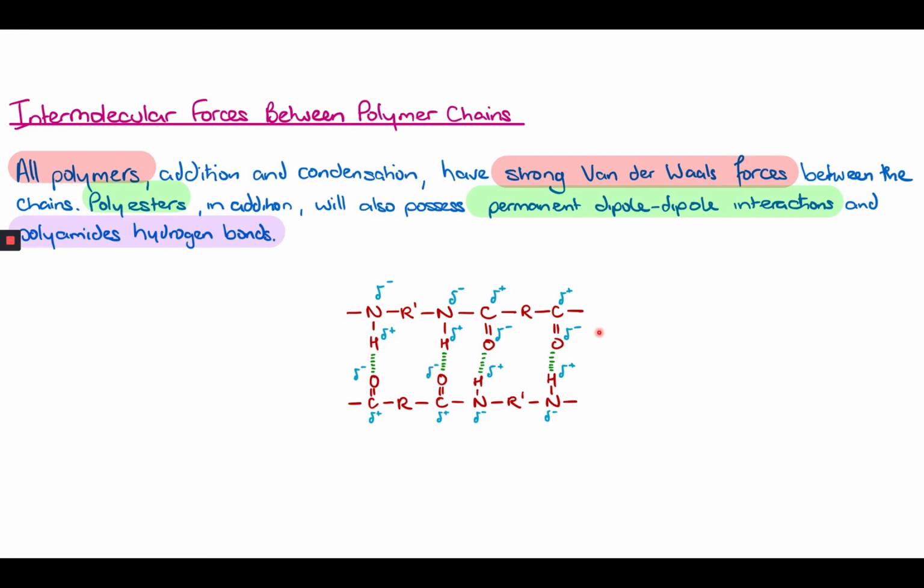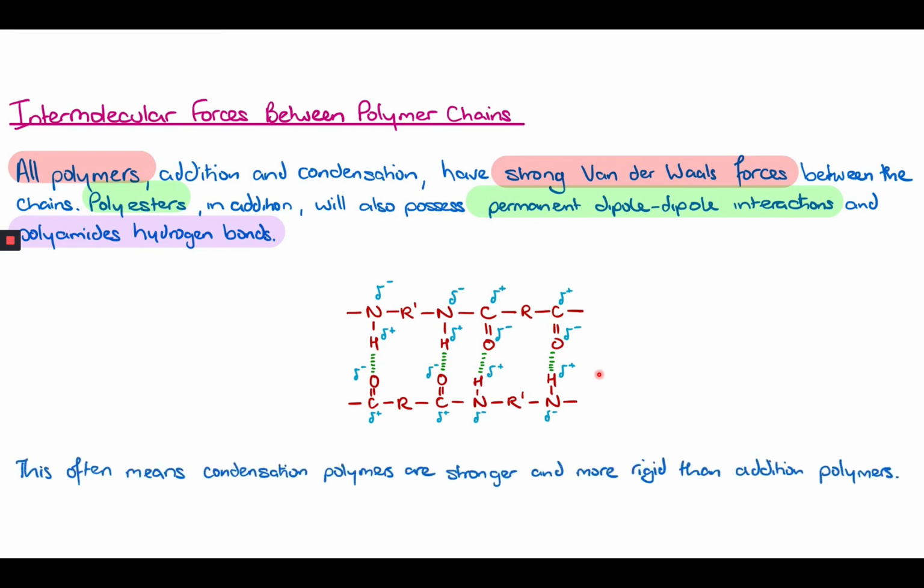So this is one polymer chain, this is another polymer chain. We have our delta pluses and delta minuses because of the differences in electronegativity. We've got hydrogen bonding because we've got hydrogen bonded to a nitrogen, and then it can form an attraction to a lone pair on an oxygen. And this explains, for example, why Kevlar is extremely strong. So the chains can get close together, they have strong van der Waals forces, but even more so, they have strong hydrogen bonds. And therefore, we're explaining the properties, the differences there.